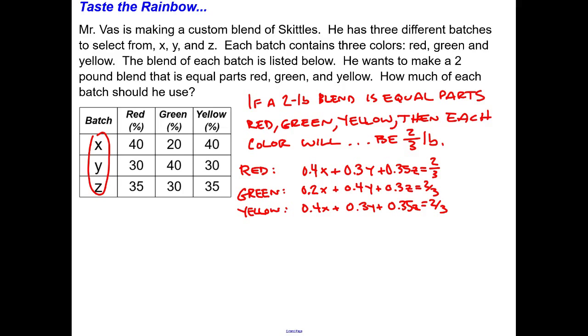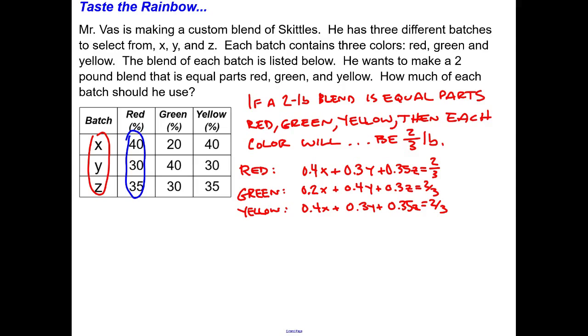Here are the 3 equations for this system. The red color is 40% from batch X, 30% from batch Y, and 35% from batch Z, and those are the color percentages you see right here. Those are the coefficients on each batch that gives me this relationship.